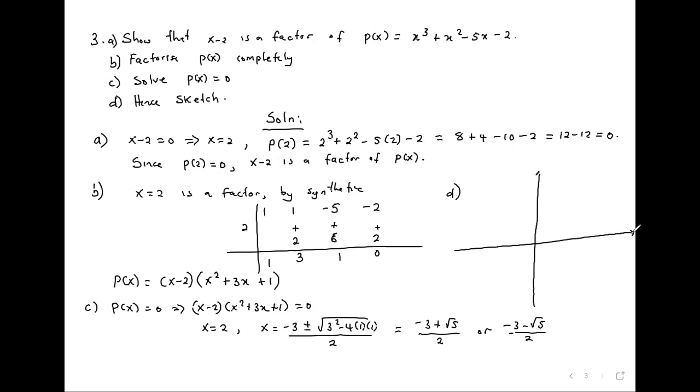The only thing we'll add is the y-intercept, which is P of 0, which is negative 2. So it's passing at negative 2. And negative 3 plus root 5 over 2 is a negative number, so we have it here. Negative 3 minus root 5 over 2 is another negative number, here. Then 2 is here. You can see that the gap on the right is bigger than the one on the left.